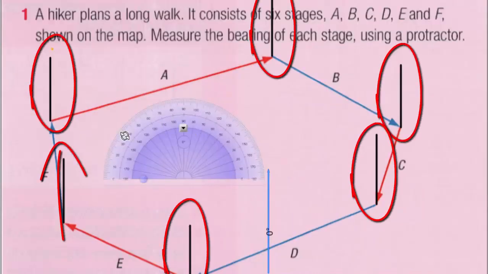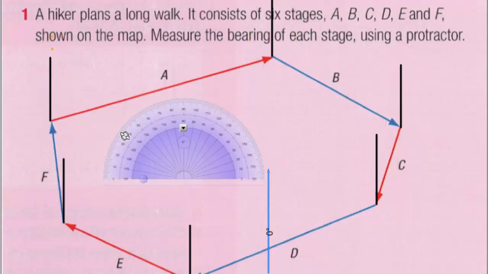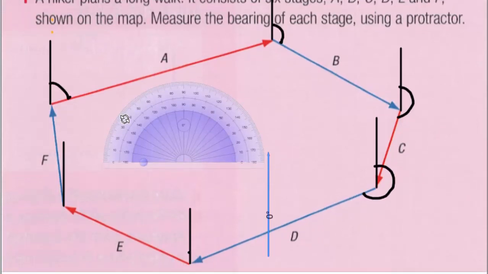Then to find bearing, we need a protractor as the question wants. And remember, bearing is always clockwise. So the bearing of section A is this angle, the bearing of section B is this angle. For section C, it's this angle. And here for D, it's this reflex angle. For part E, the angle is like this. And for part F, the angle is like this. So for these angles, it's okay to measure straight away with a protractor.